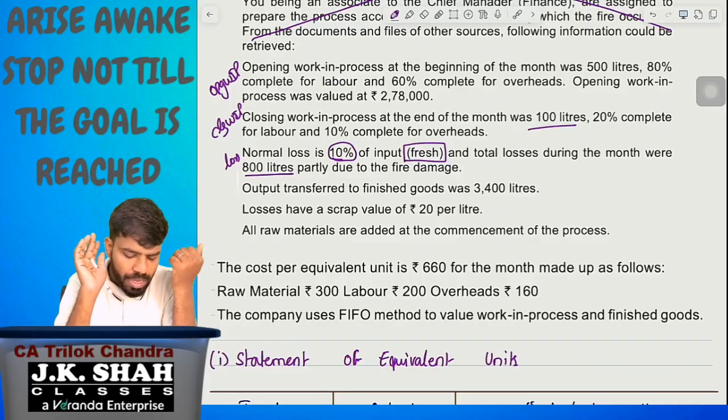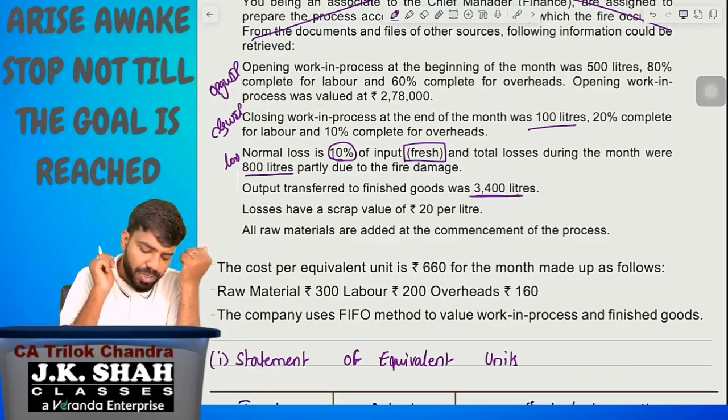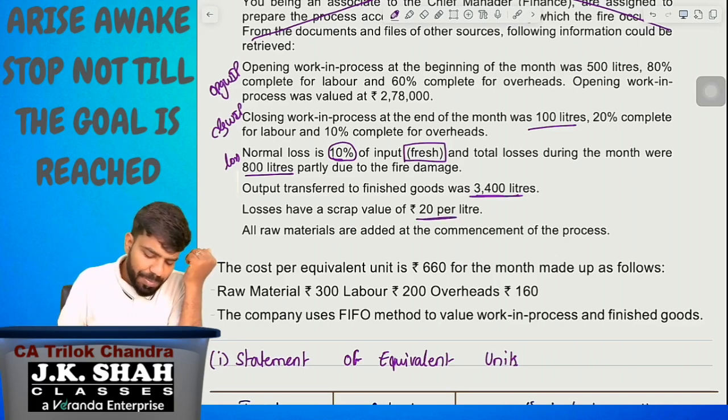Output transferred to finished goods is 3,400 liters. Losses have a scrap value of 20 per liter. This is regarding scrap income.